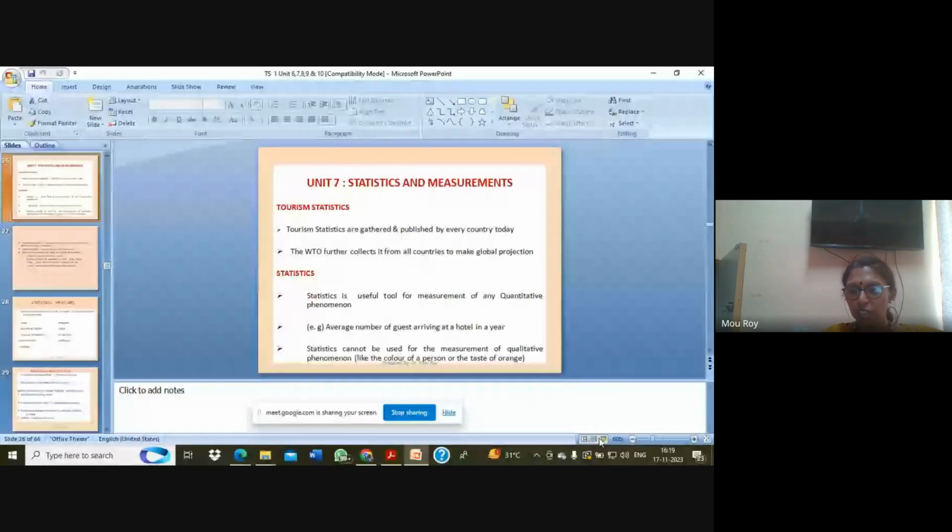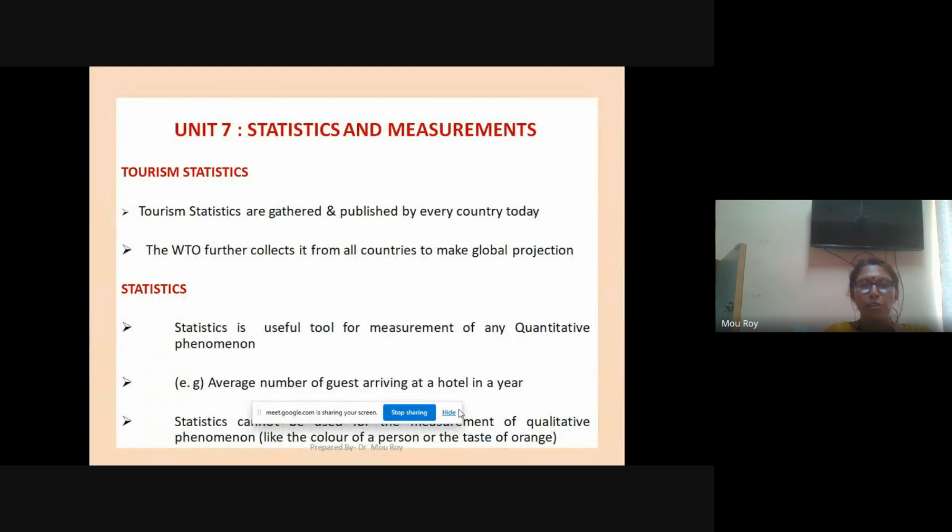Here we go. About statistics and measurement, tourism statistics, these are basically, as I told you, I just gave you an example. Whenever a foreign guest checks into the hotel, you have to collect the passport details and the visa details. So they can find which travelers are visiting from which country, for what period of time, and their demographic profile.